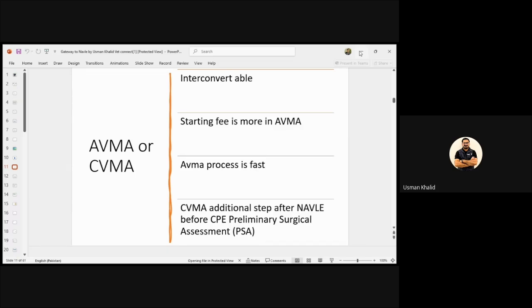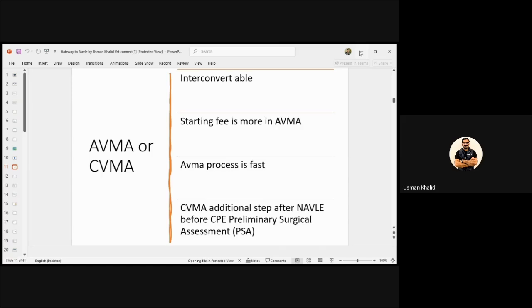But when you are on that journey, for example, if you are done with the AVMA NAVLE, the other thing is you need to go for the preliminary exam in CVMA. You have to go for that, and then you can go for the CPE. This is not a tricky thing, but people are thinking about it. It is acceptable everywhere; it doesn't matter whether you did your NAVLE from CVMA or AVMA. I will say I did it from AVMA.